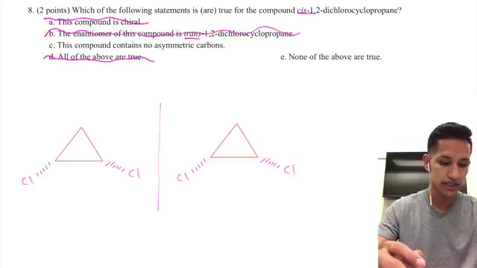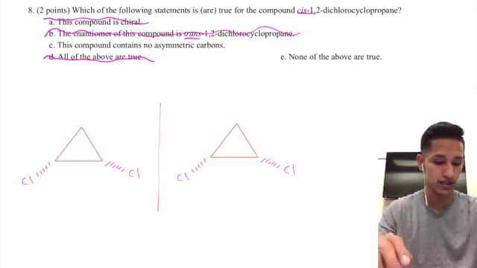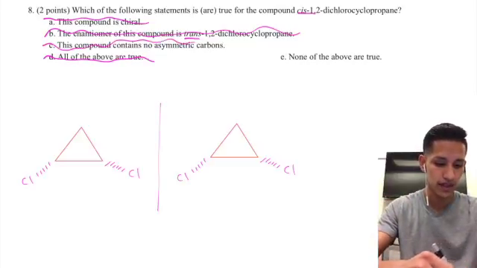Next, we've got this compound contains no asymmetric carbons. Well, that can't be true because we determined that this is a meso compound, and a meso compound has to contain at least two asymmetric or stereocenter carbons. And so that is also out. And so that leaves us with none of the above.